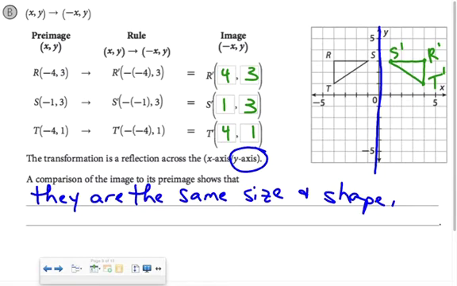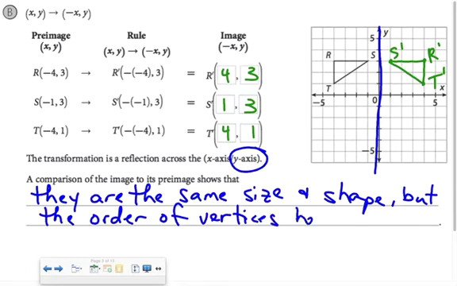But it is important to notice, if I look at the triangle on the left and I name its vertices in a clockwise order, it's RST. Now, if I name the vertices of the triangle on the right, the image, also clockwise, it's not RST anymore, it's RTS. So it's important to note that yes, they are the same size and shape, but the order of the vertices has changed. And that's something we'll talk about with a little bit more specificity later on, but it's valuable to notice it now.